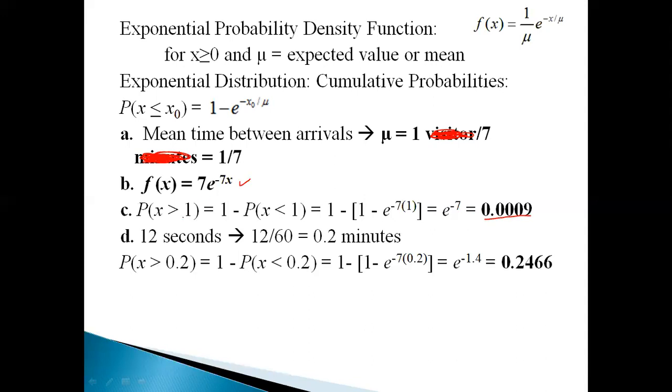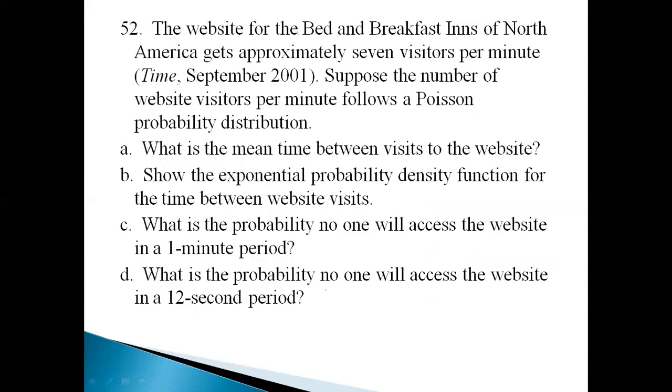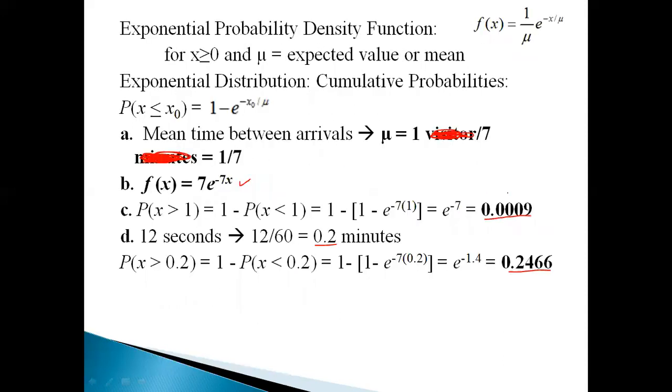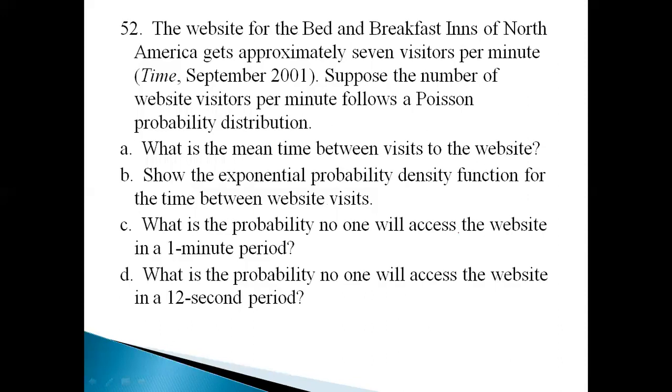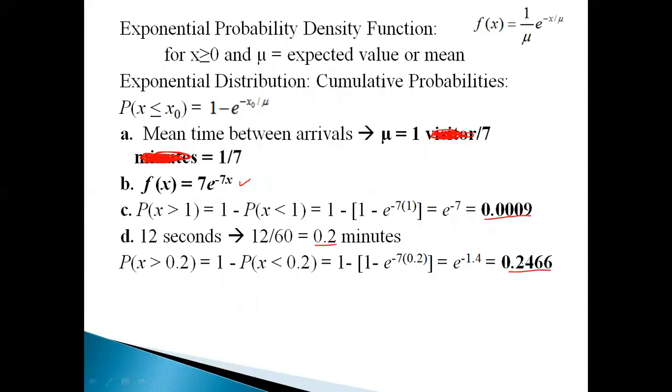Now 12 seconds, how much of a minute is that? Well, that's 12 divided by 60, so that's going to be 0.2 minutes. And again, it was greater than 0.2, so we do the 1 minus the x is less than 0.2. And we simplify that, and basically all we have is e to the minus 1.4, which gives us a 0.2466 probability that no one accessed the website in a 12-second period. Okay, so very small number for no one will access the website in a 1 minute period. Little bit higher probability that they won't access it in a 12-second period.